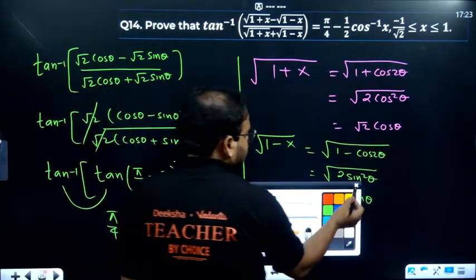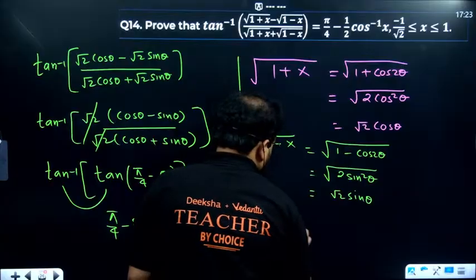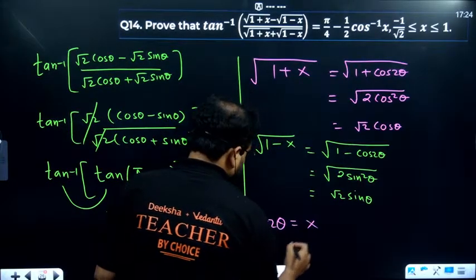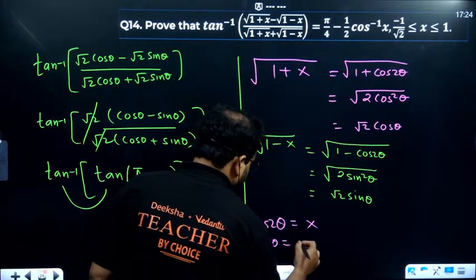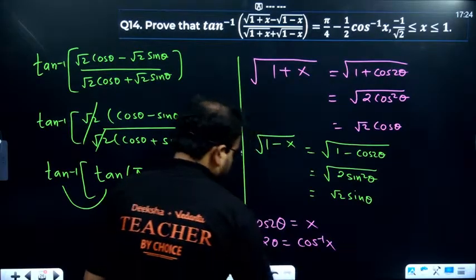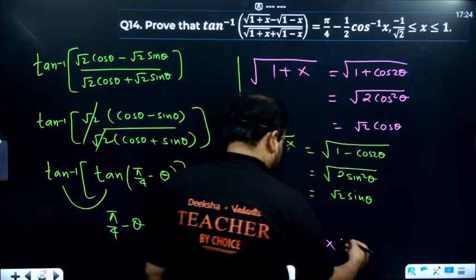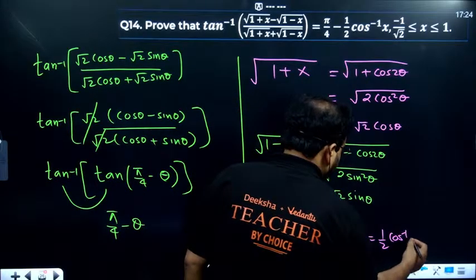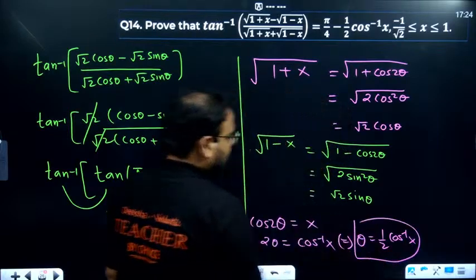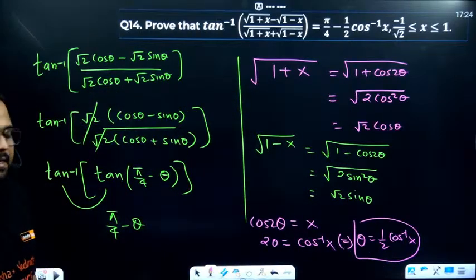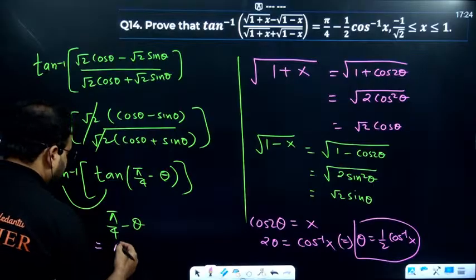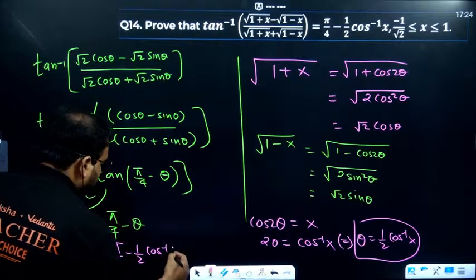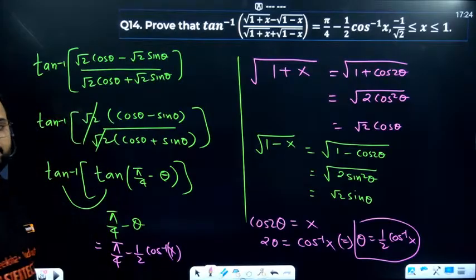What have you taken theta as? I've taken cos 2 theta as x. So 2 theta is cos inverse of x, so theta is 1 by 2 cos inverse of x. So substitute over here, you'll get pi by 4 minus 1 by 2 cos inverse of x. Clear?